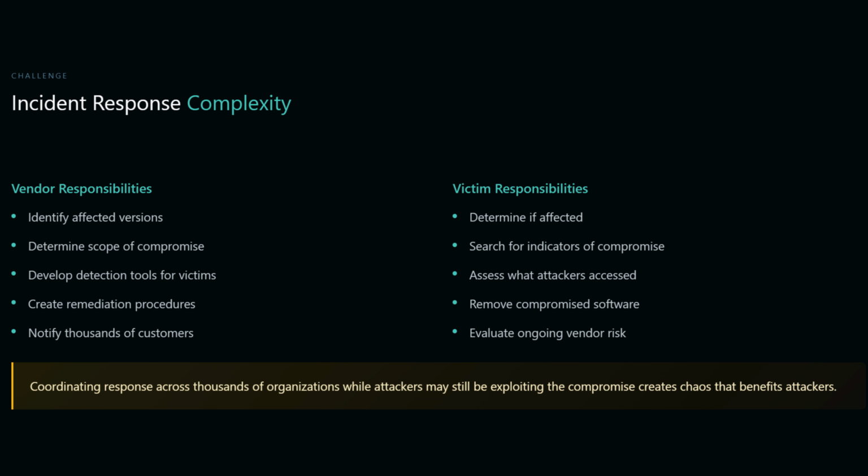The vendor must identify what versions are affected, determine the scope of the compromise, develop detection tools for victims, create remediation procedures, and notify potentially thousands of customers. Victims must then determine if they're affected, search their environments for indicators of compromise, assess what the attacker might have accessed or accomplished, remove compromised software while maintaining operations, and determine if moving forward with the vendor is acceptable risk. Coordinating response across thousands of organizations simultaneously while attackers may still be exploiting the compromise creates chaos that benefits attackers.